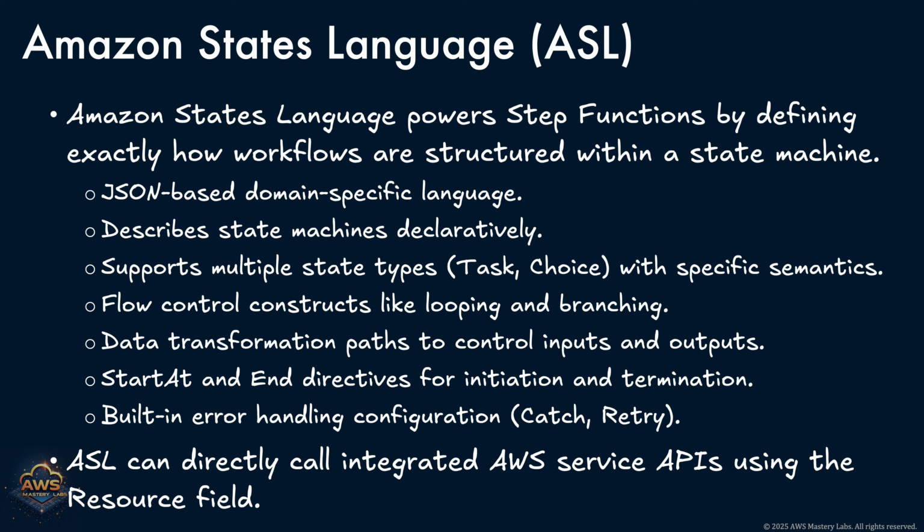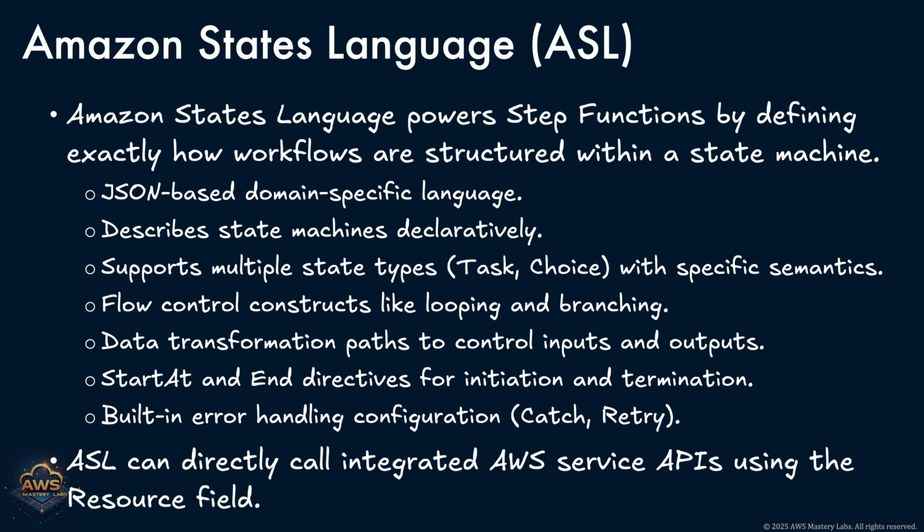Amazon States Language, or ASL, is the core language used to define workflows in AWS Step Functions. It's a JSON-based, domain-specific language designed to describe state machines in a clear, structured, and machine-readable way. While it may look like simple JSON, ASL is extremely powerful, allowing you to model both simple sequences and highly complex workflows with conditions, parallelism, and error handling built right in. At its core, ASL lets you define a series of states, each of which performs a function, such as executing a task, evaluating a condition, waiting for a set time, or terminating a process. These states are connected by transitions, and the workflow begins at the state specified in the StartAt field.